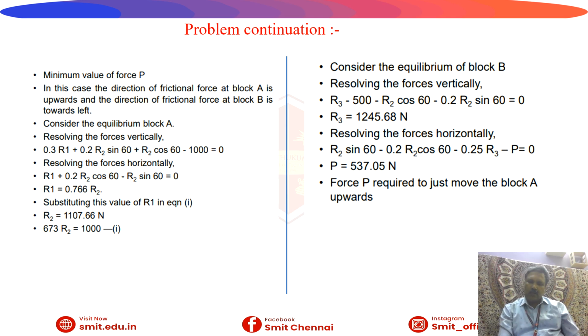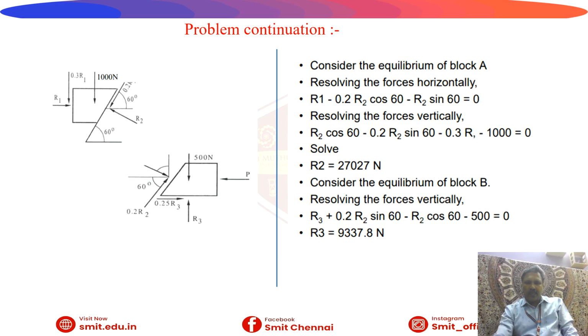And we are going to consider the equilibrium of block B. Resolve the forces vertically. Then R3 minus 500 minus R2 cos 60 degree minus 0.2 R2 sin 60 degree equal to 0. Upon simplification, you will get R3 equal to 1245.68 Newton. Then horizontally, we have to resolve the forces. You will get R2 sin 60 degree minus 0.2 R2 cos 60 degree minus 0.25 R3 minus P equal to 0. On simplification, you will get 537.05 Newton.